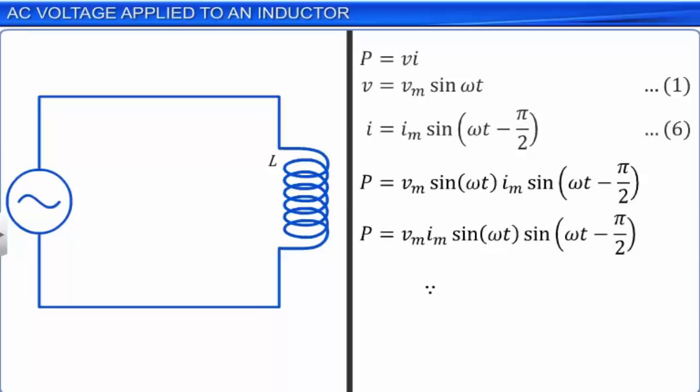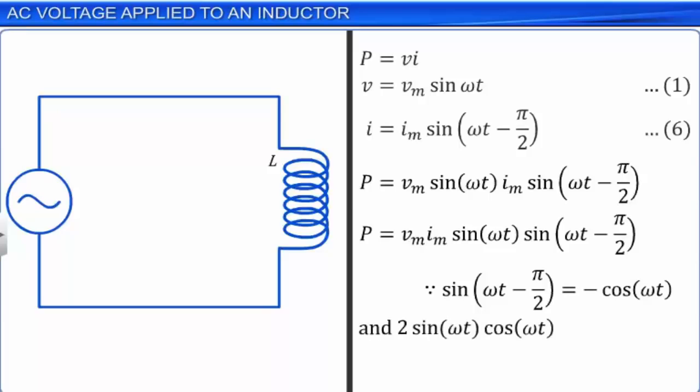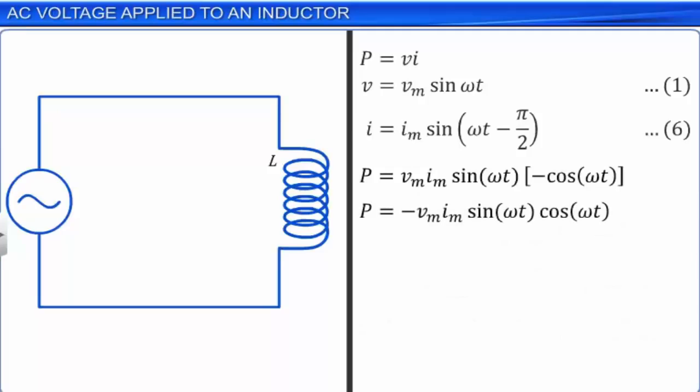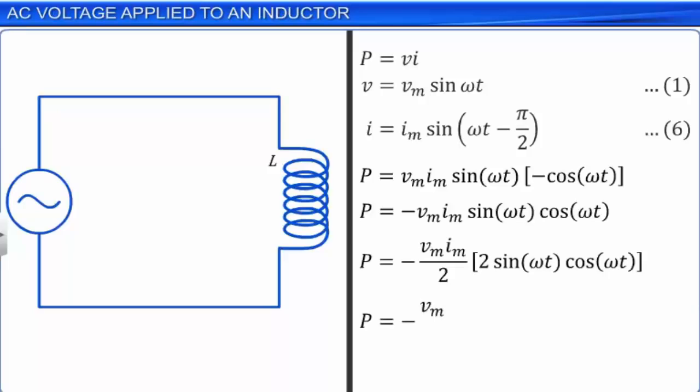As sin of omega t minus pi by 2 is equal to minus cos omega t, and 2 times sin omega t into cos omega t is equal to sin 2 omega t, we get power P equal to minus Vm Im by 2 into sin 2 omega t, as shown. Let this be equation 7. This instantaneous power evaluates as a time-dependent harmonic function.